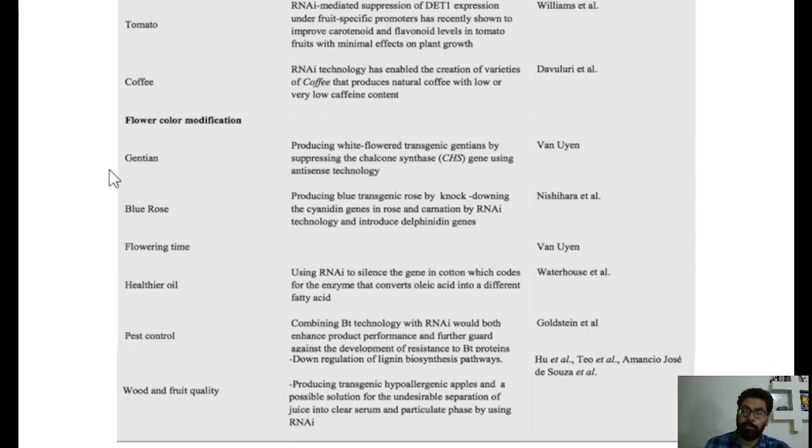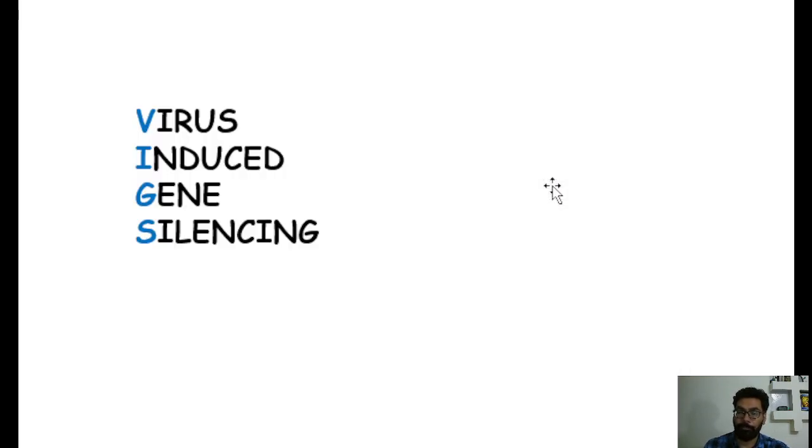It is also used for flower color modification in different plants, as we have already seen for the chalcone synthase gene. It is known as antisense technology also because there are two strands of DNA. One is the sense strand, the other one is the antisense strand. From the antisense strand only, mRNA production will be happening.